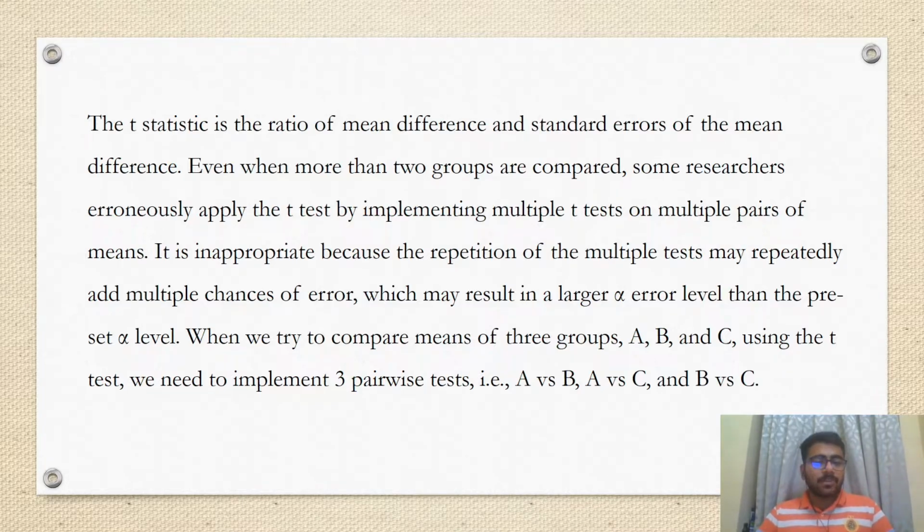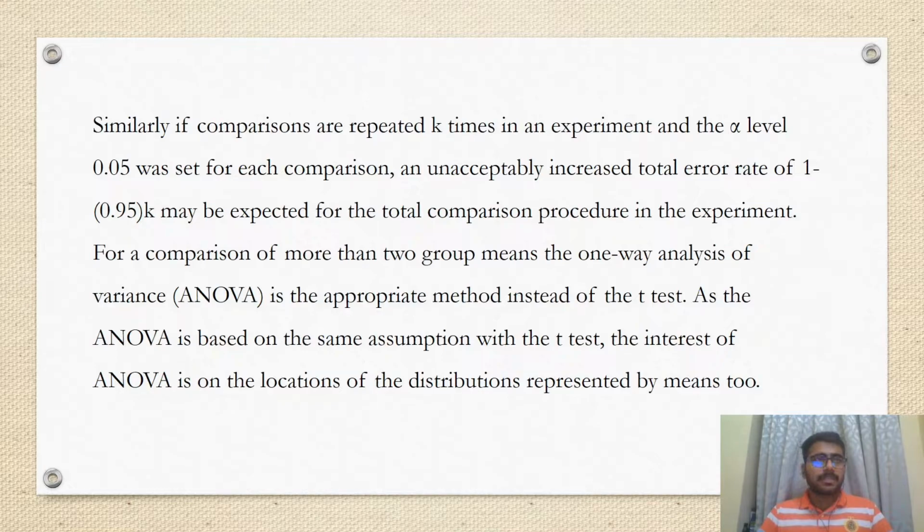When we try to compare the means of three groups A, B, and C using the t-test, we implement three pairwise tests: A versus B, B versus C, and A versus C. Similarly, if the comparisons are repeated k times in an experiment and the alpha level 0.05 is set for each comparison, an unexpectedly increased total error of 1 minus 0.95^k may be expected for the whole comparison procedure.